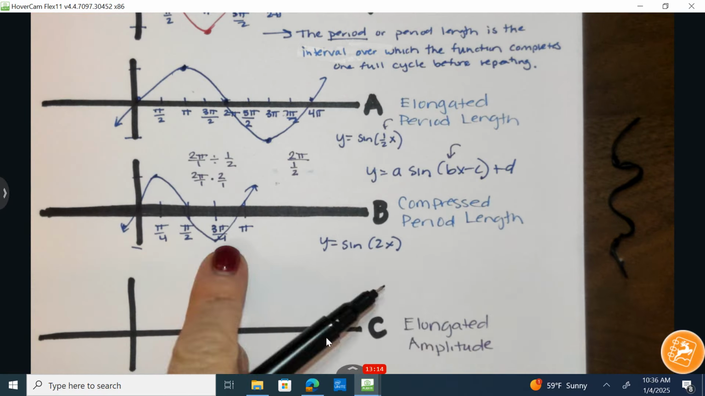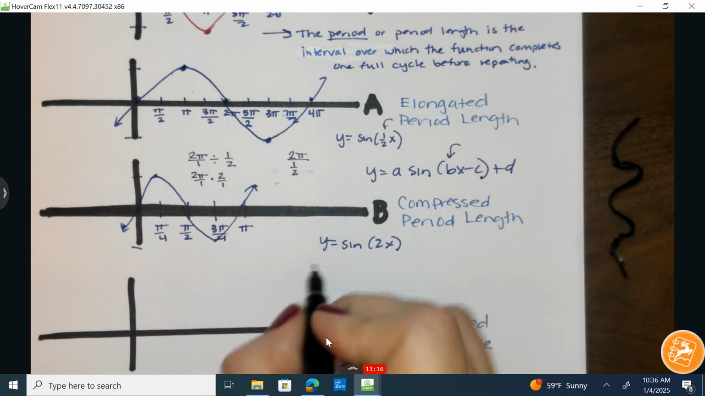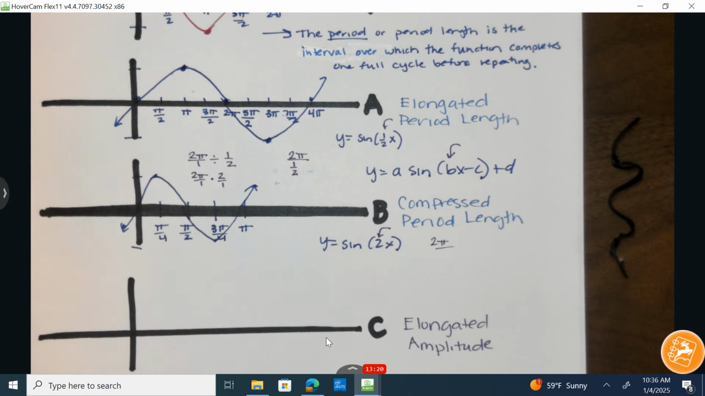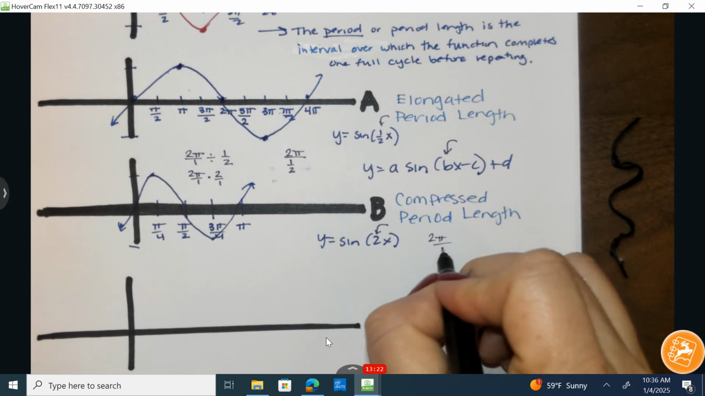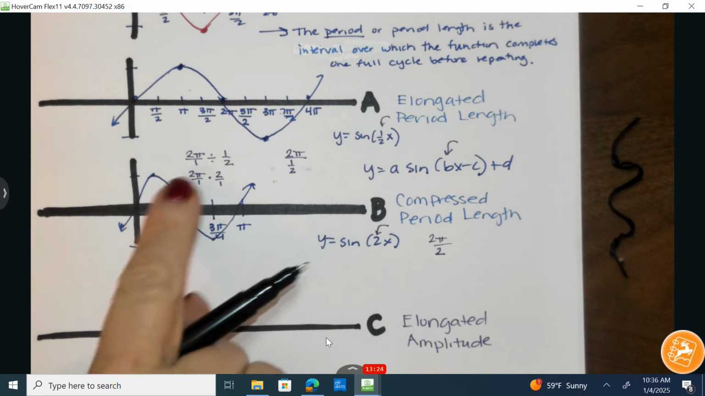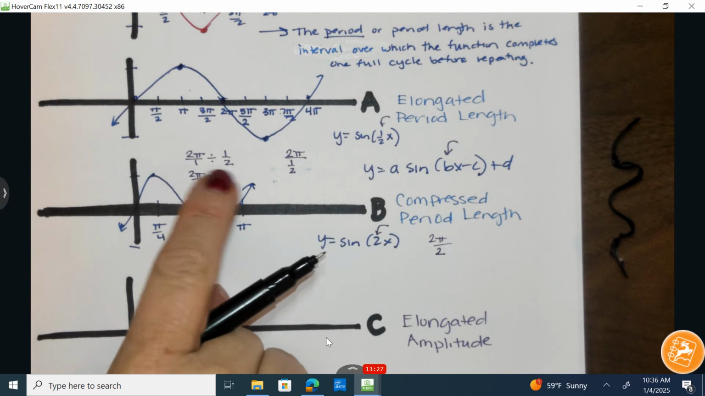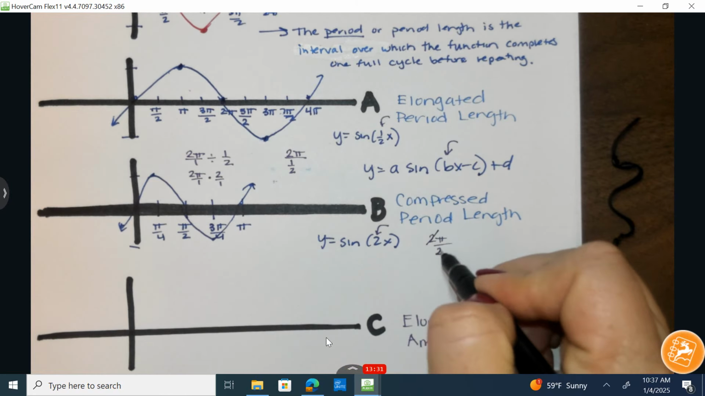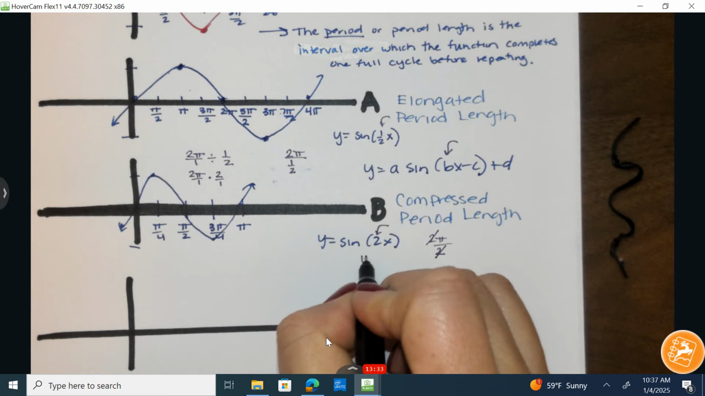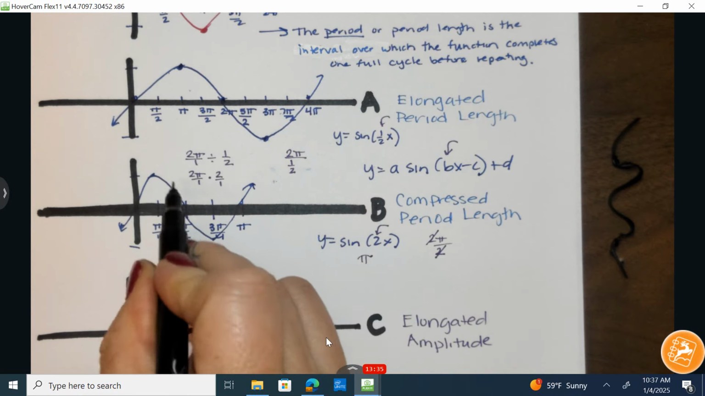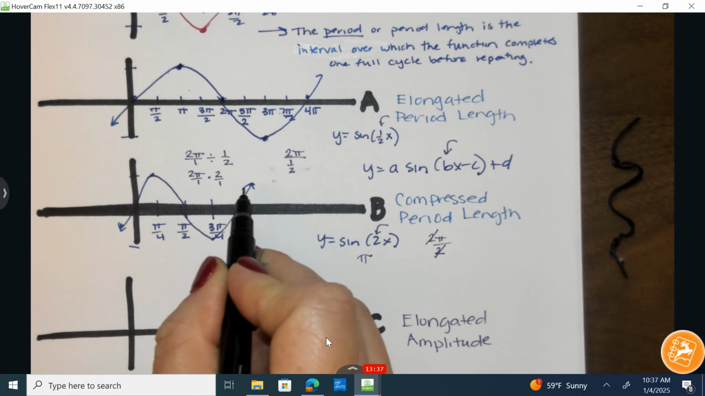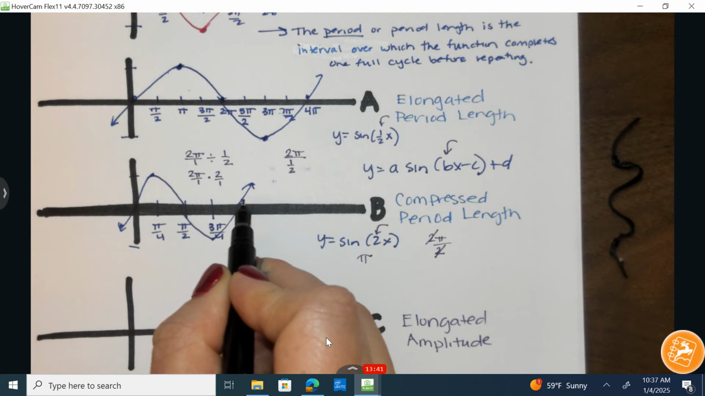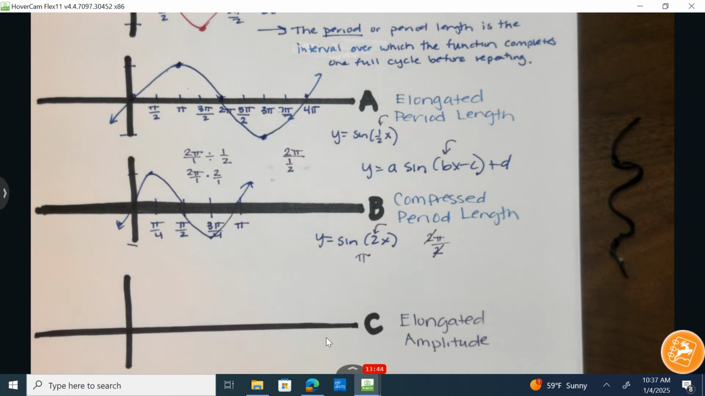Let's look at our second example in which we compress the period. I'm going to take 2 pi and divide it by the value in front. The b value in front of the x is a 2. Dividing by 2, here I don't have to write it out in a horizontal form because the number underneath is not a fraction. The 2's are going to be simplified, and I'm left with just pi. That means the length of one cycle for the function to complete one cycle before it begins to repeat is pi.